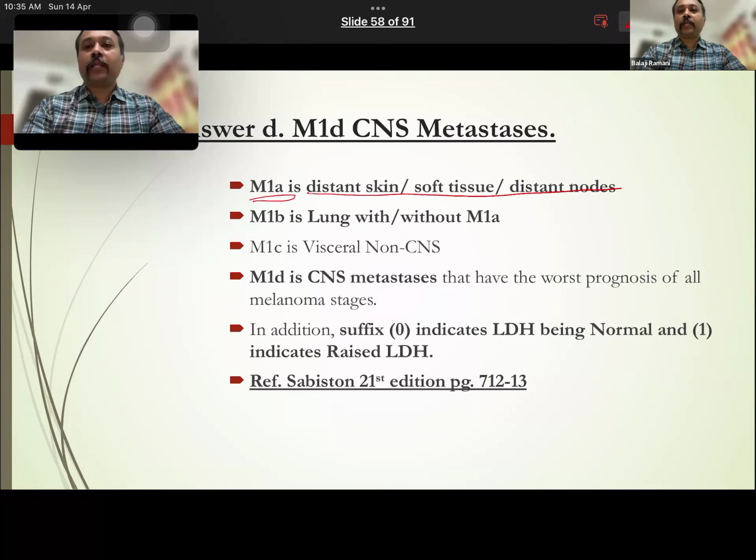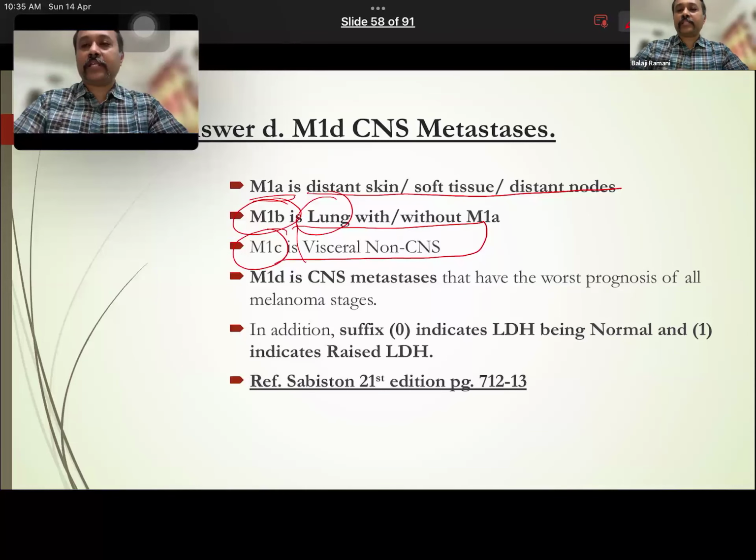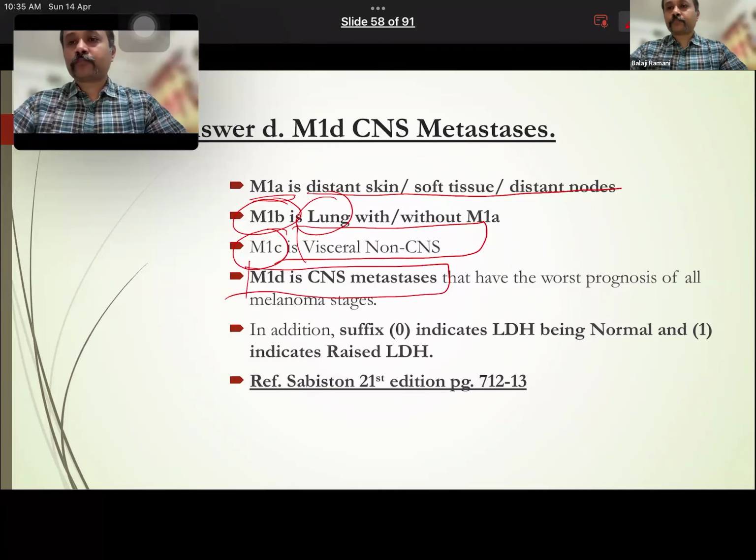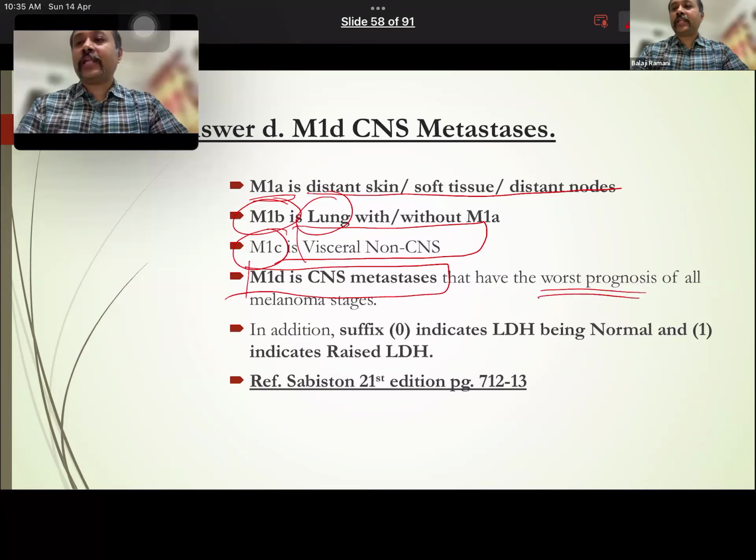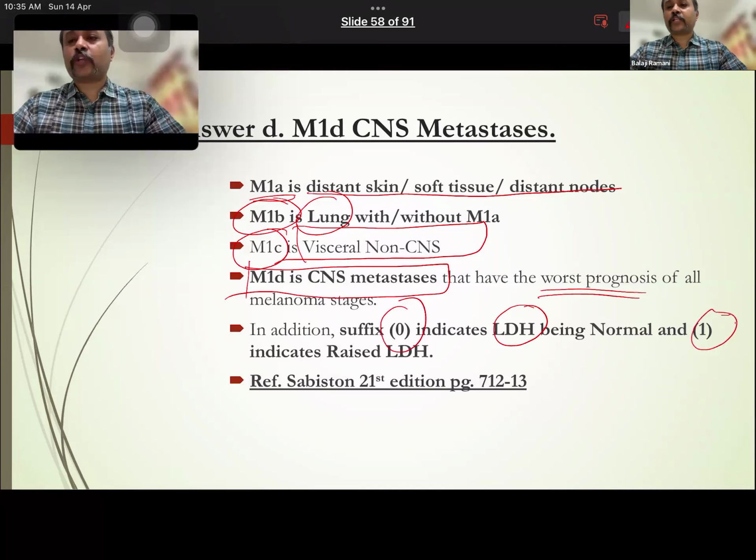M1B is going to be the lung lesions, and M1C is going to be your visceral, all others except the CNS. And M1D is going to be CNS metastasis. So the poorest prognosis is with the CNS types. In all of these, the LDH level is normal or abnormal: if it is 0, it means it is normal, and if it is 1, it means it's a raised LDH. That is the subclassification of the melanoma.